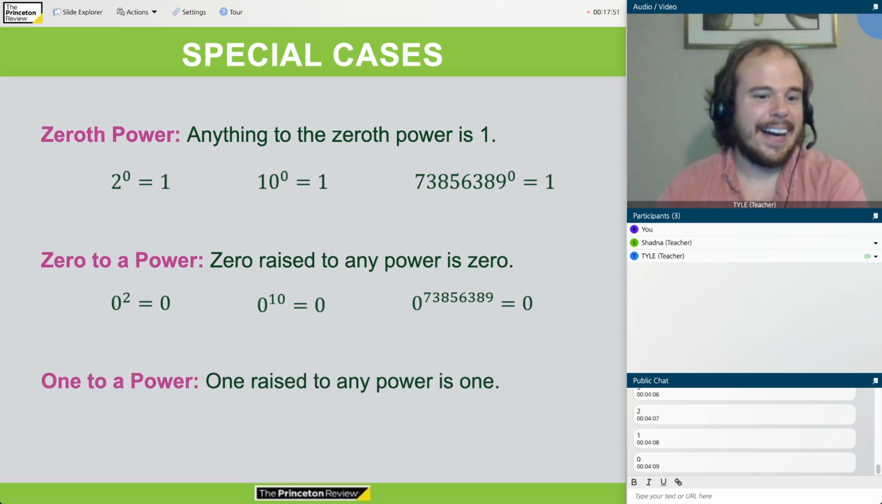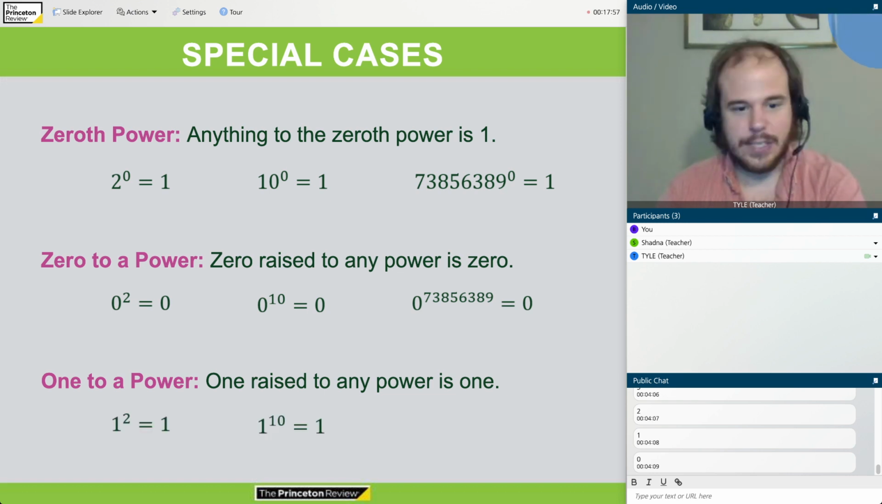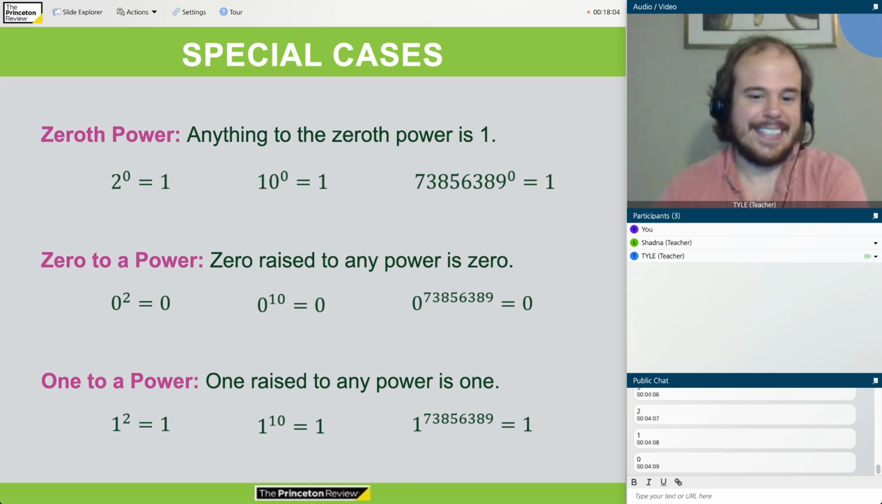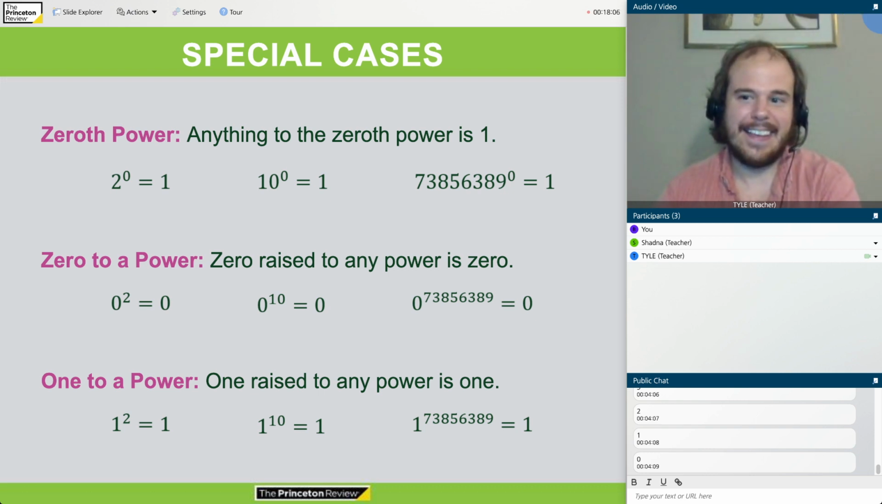Finally, 1 raised to a power is 1, regardless of what that power is. So 1 squared is 1, 1 to the 10th is 1, and 1 to the 738 million or whatever is still 1.